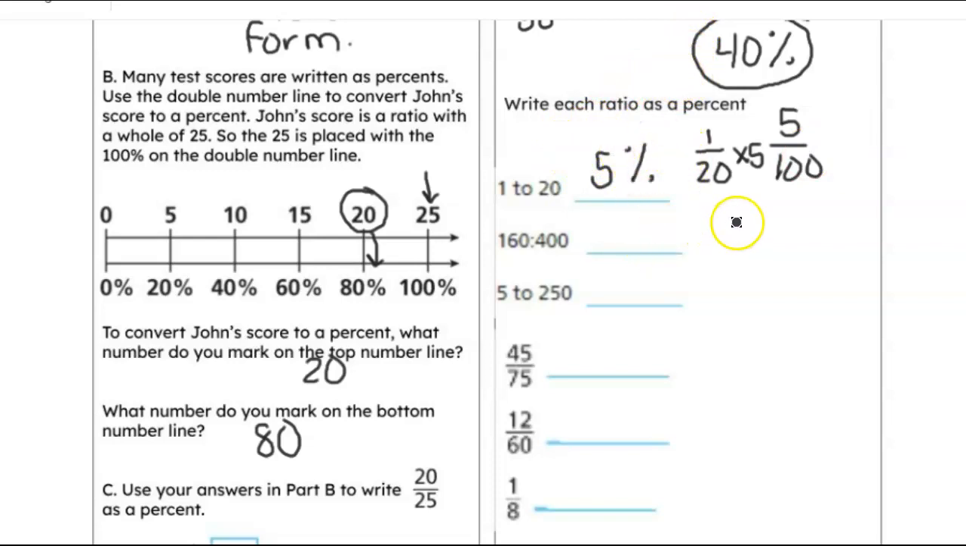Okay, next one, I'm going to put 160 over 400. I can change 400 to 100 by dividing by 4. 160 divided by 4 is 40. Since 40 is sitting above 100, that's 40%.